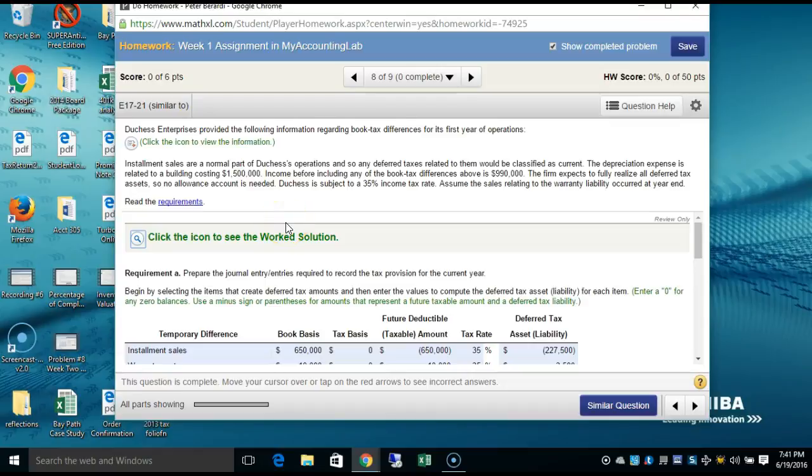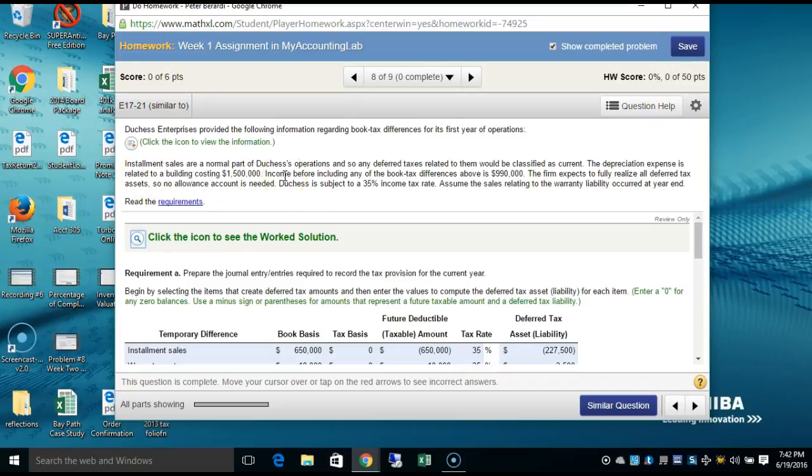Continuing our MyLab problems for Chapter 17. Problem 8 is a comprehensive tax-deferred asset and tax-deferred liability problem, as well as a permanent tax problem. And so we're combining both permanent and temporary. So the goal here is to figure out the journal entry and the differences in the taxes, book versus income.